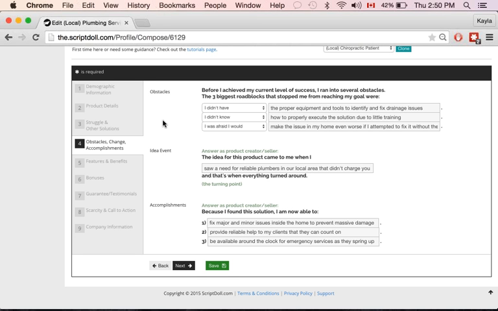So with the first question, obstacles, you're going to talk about the things that basically stood in your way and prevented you from being able to reach out and find a solution. So in this case, they didn't have any proper tools, they didn't know how to execute the solution, and they were worried that they were going to make their home worse if they even tried to do anything.